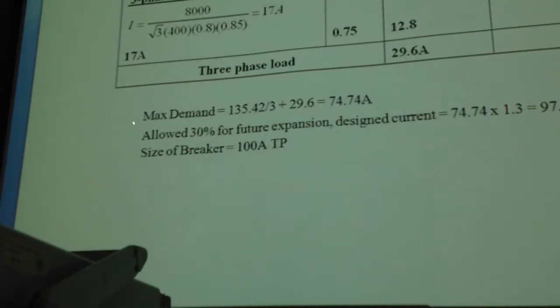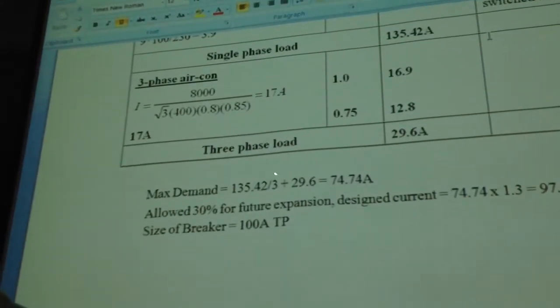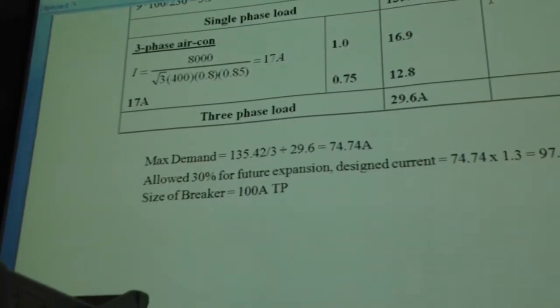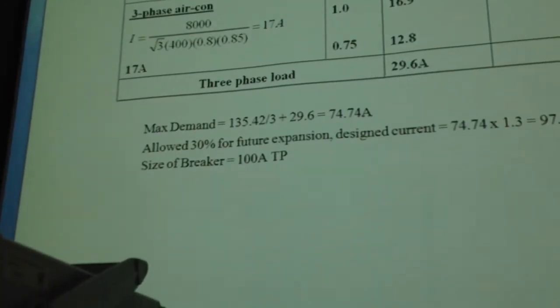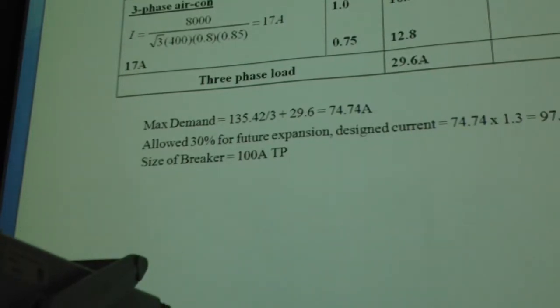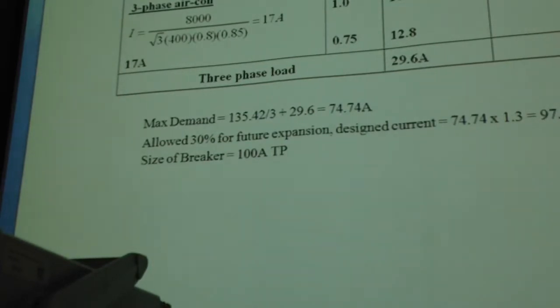So the maximum demand will be equal to the equally distributed single phase load, right? 135.42, which is only on one single phase. So I assume they are equally distributed, I divide by 3. Then I add back the three-phase load, which is 29.6, I get 74.74 amps. And I allow 30% expansions, so I multiply by 1.3, I get 97.16. So the breaker has to be bigger than the current demand, higher than the current demand. So the breaker size is 100 amp triple pole.